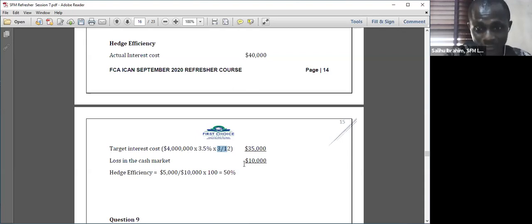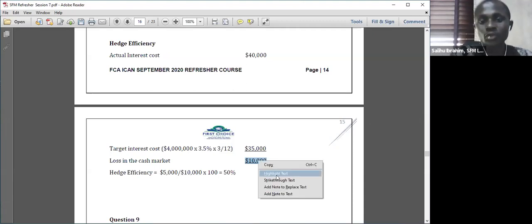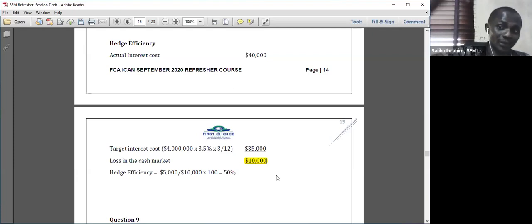So when you compare the two, you see that the transaction at the closing spot rate will result in a loss of what? 10,000. So can you see that? We are making a profit on the futures and we are making a loss on the cash market. So my hedge efficiency is profit over loss. Profit from the futures and loss on the cash market. Right? So times 100, we have 50% as our hedge efficiency.